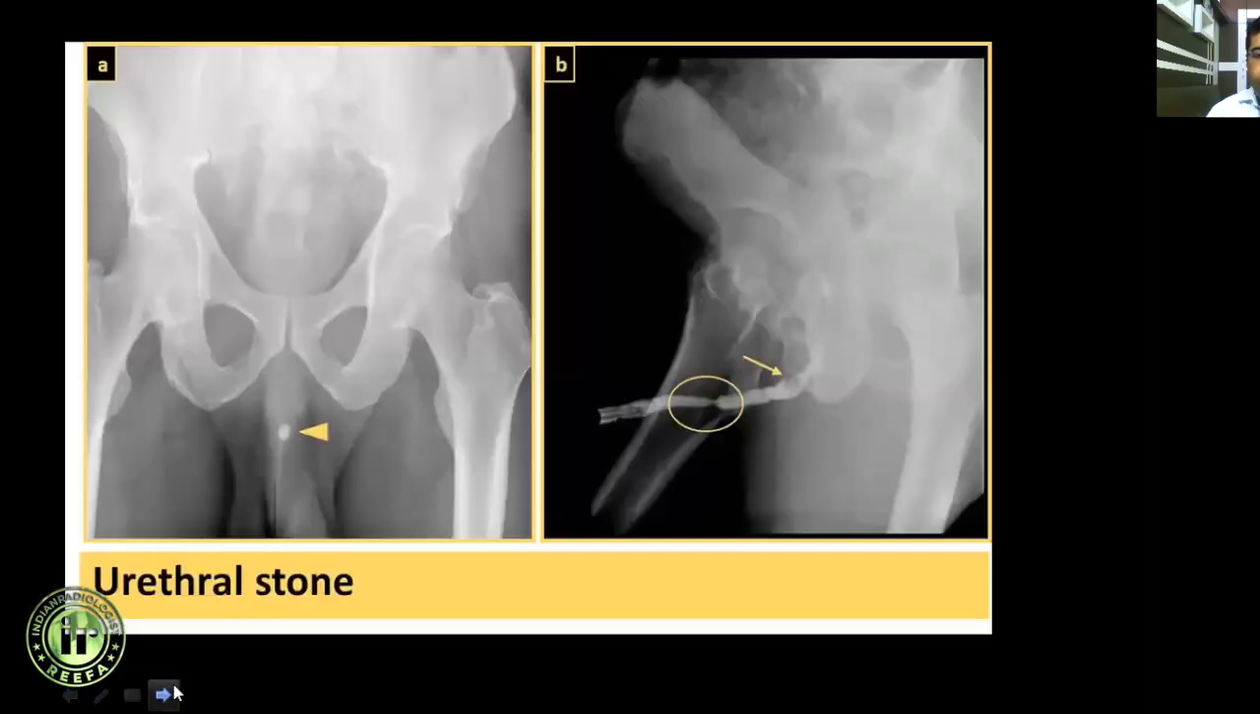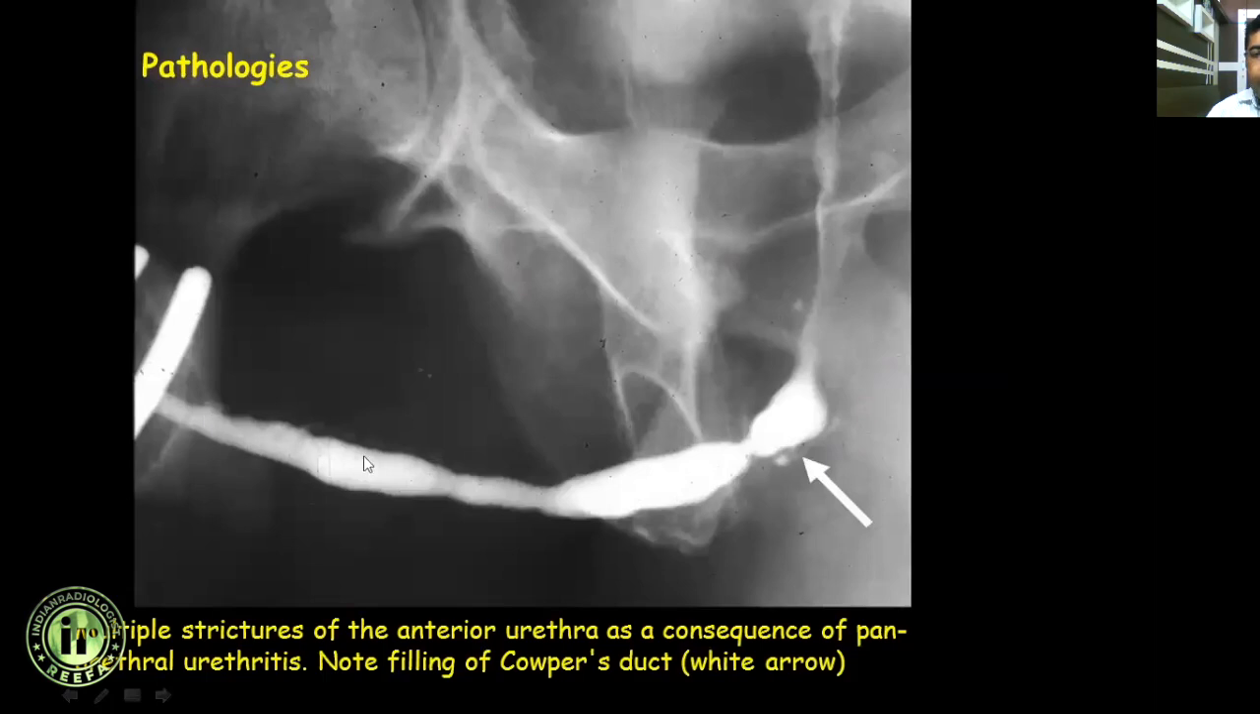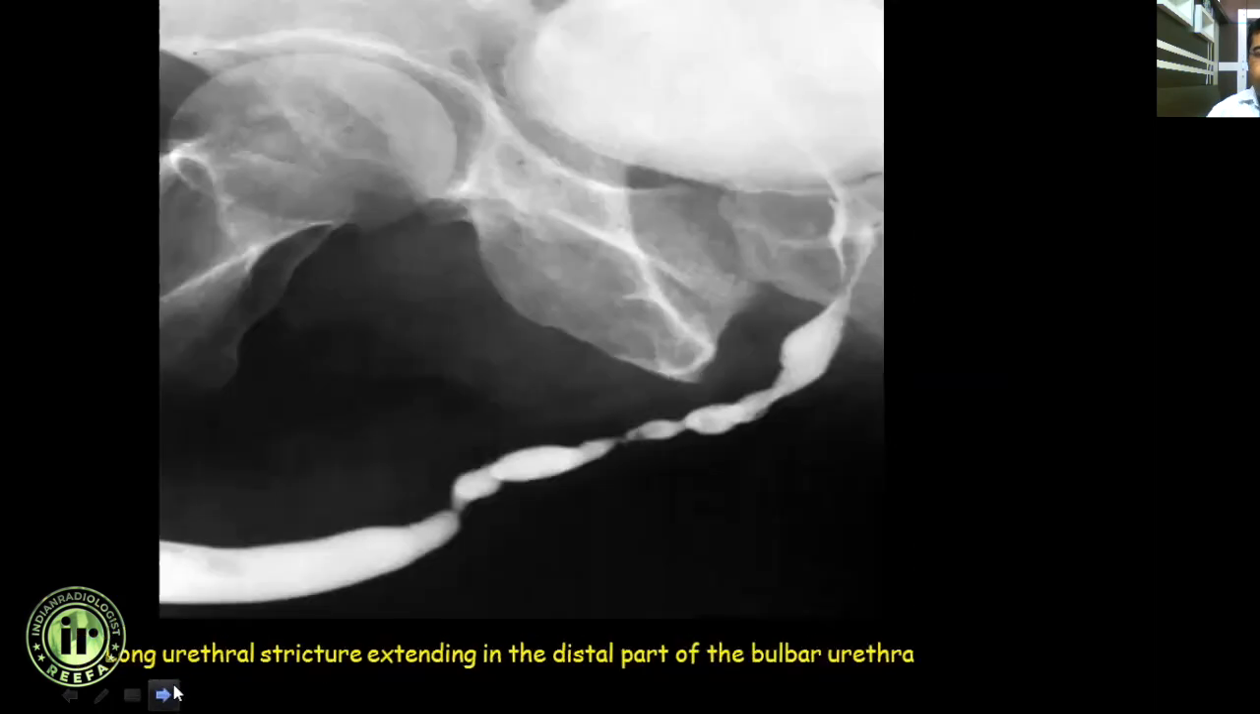Okay. Here you're not seeing the smooth filling. There is narrowing as well as irregularity noted in the mucosal pattern, which indicates urethritis. And then again here, you can see a long segmental urethral stricture noted in the distal part of the bulbar urethra. The anterior part is normal.